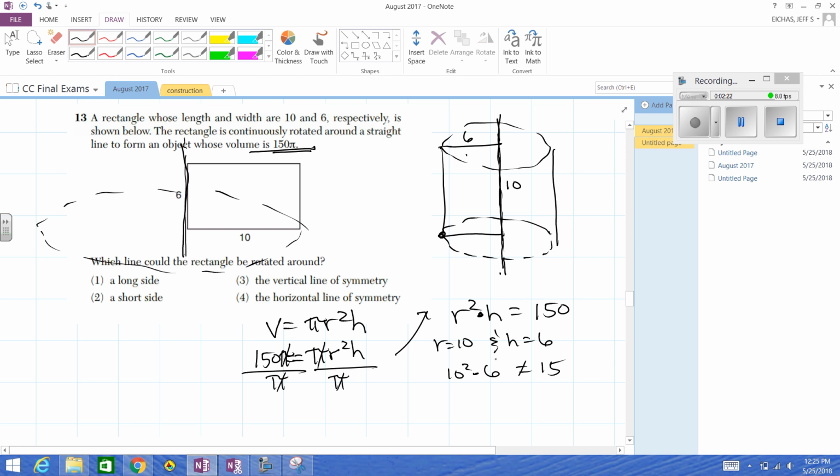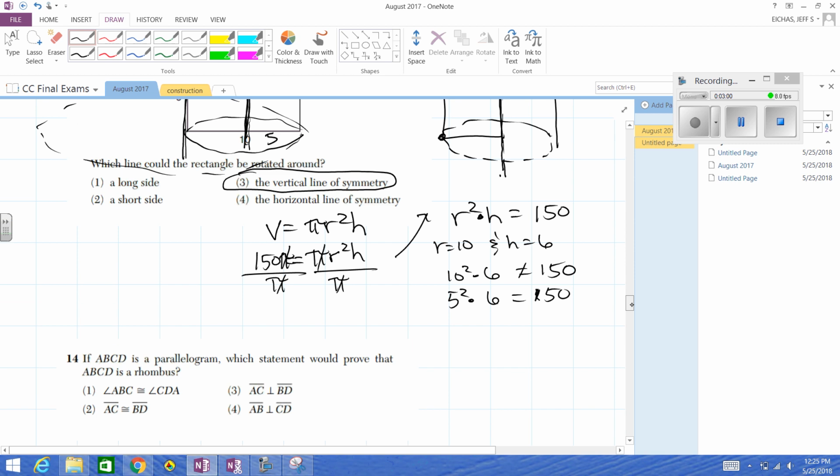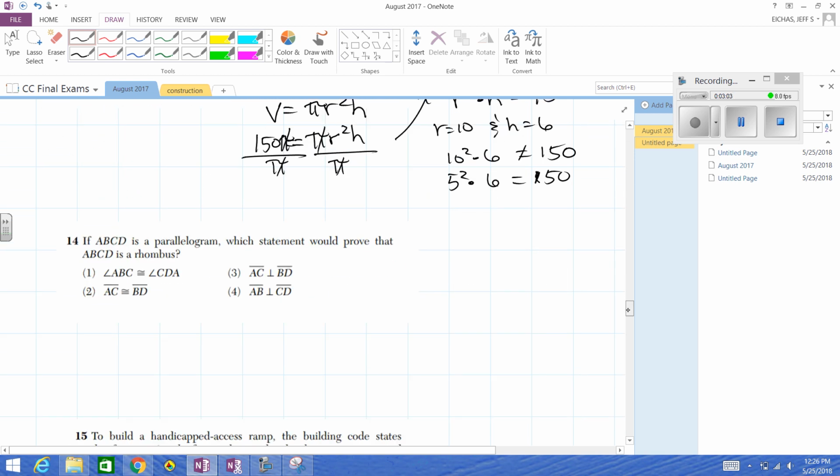However, if we rotated it around, say, the center of that, now we get a radius of half of 10, which is 5, and still a height of 6. So let's test that out. What's 5 squared times 6? It does equal 150. So what we'd have to understand is that this line right here that would cut it in half is a vertical line of symmetry. And that is the one we'd need, so that the radius would be 5 and the height would be 6. Tricky problem.